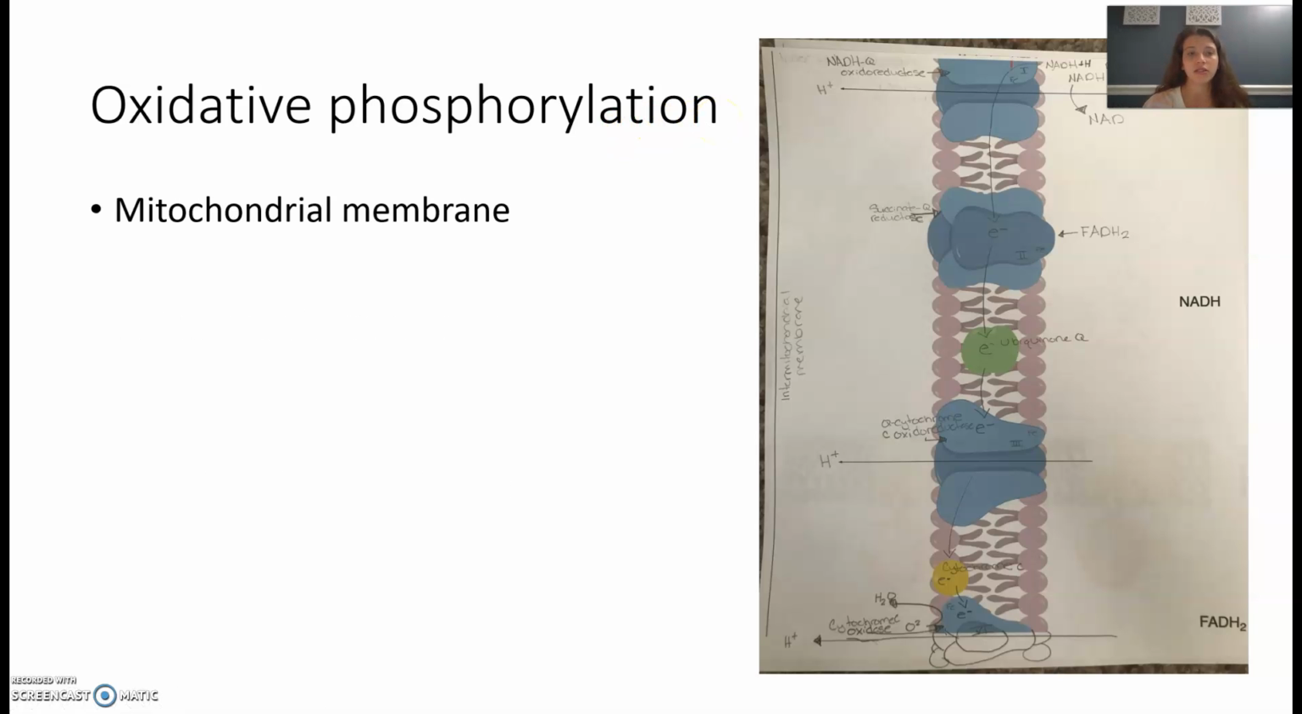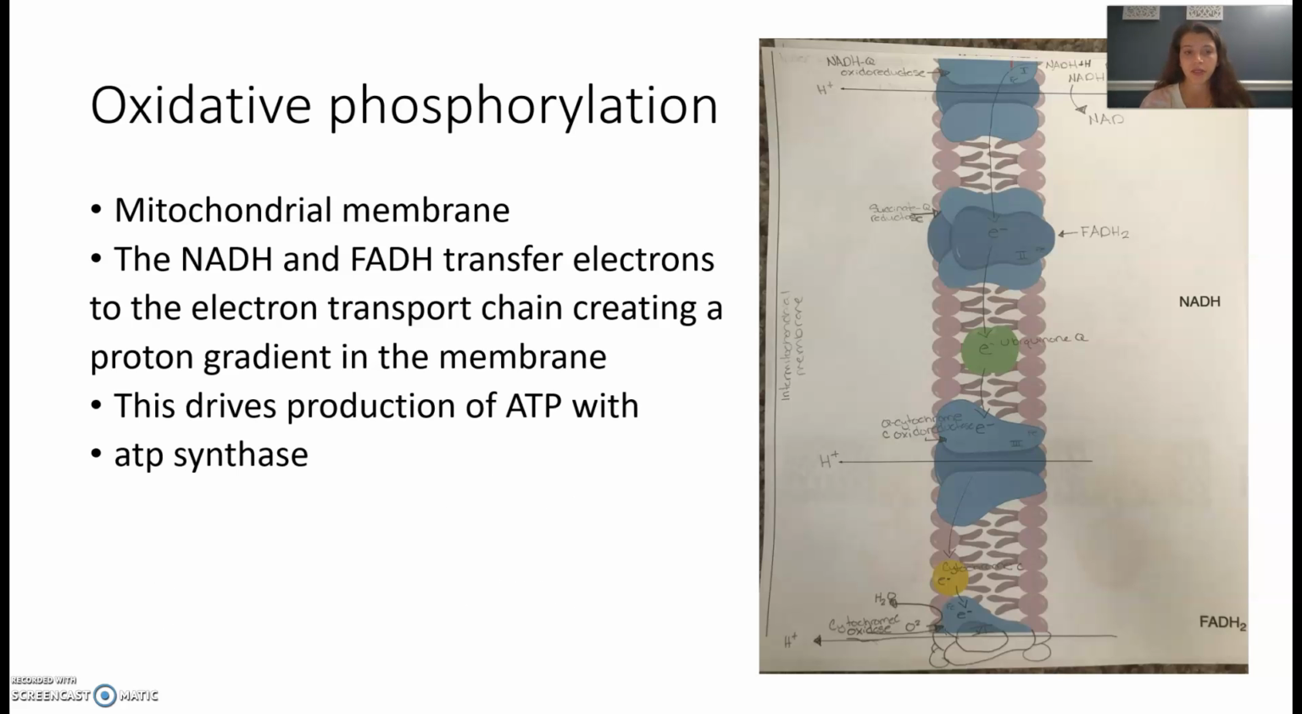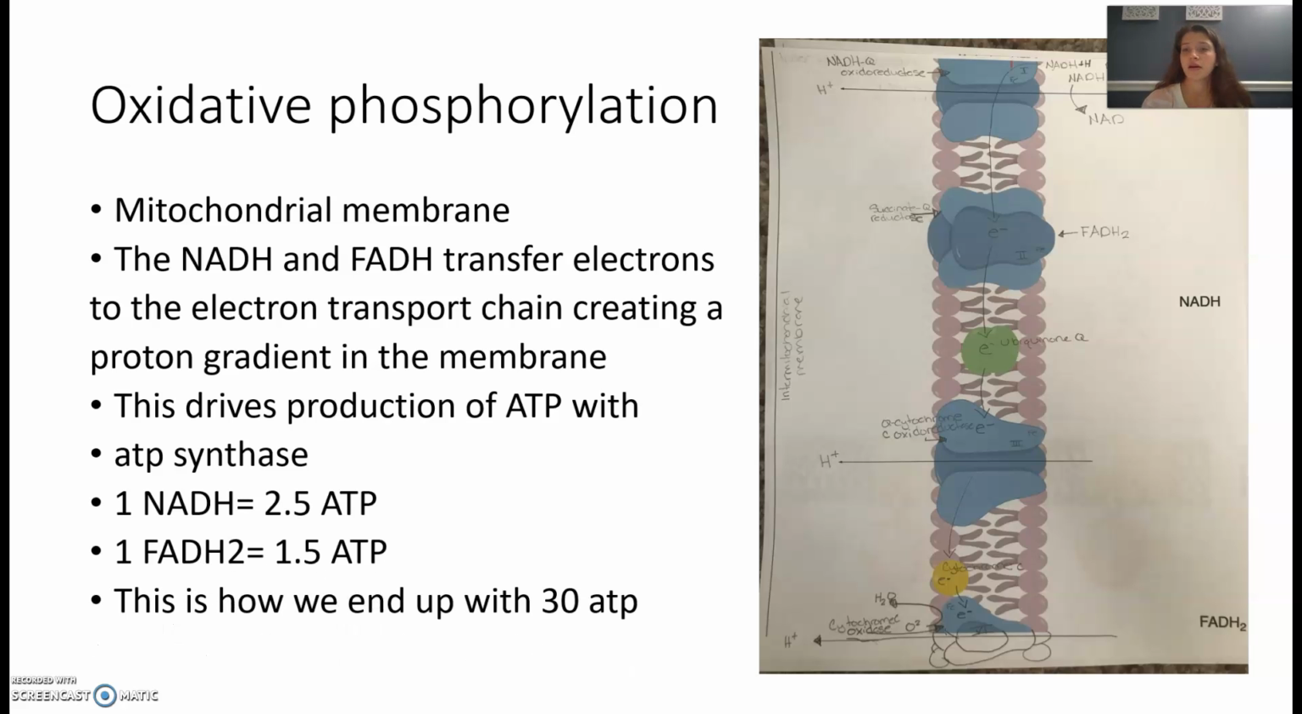So this happens in the mitochondrial membrane. The NADH and the FADH2 transfer electrons to the electron transport chain, creating a proton gradient within the membrane. This drives the production of ATP with ATP synthase. So then 1 NADH actually equals 2.5 ATP, and then 1 FADH2 is 1.5 ATP.